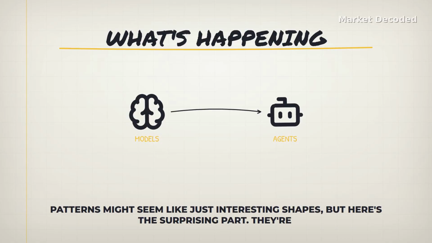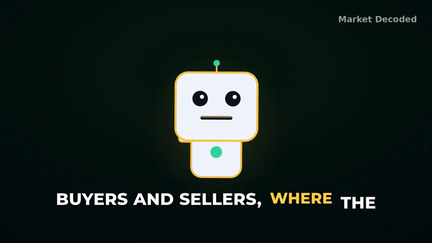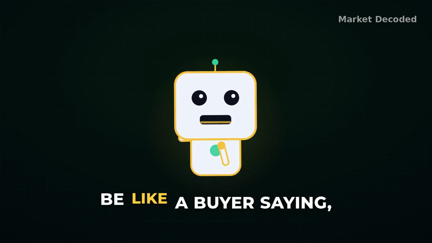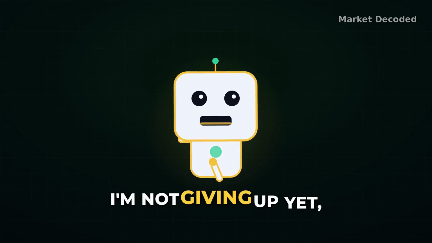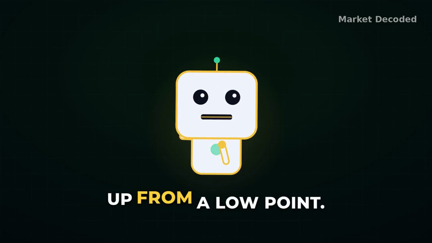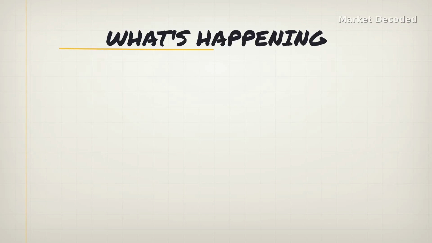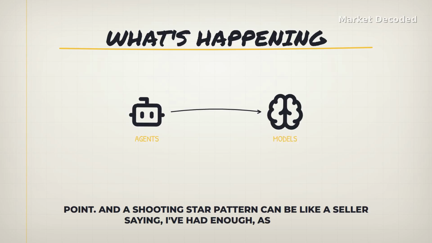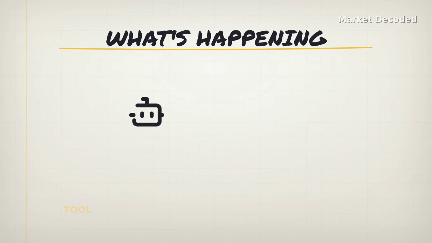Think of it like a conversation between buyers and sellers, where the candlesticks are the words. A hammer pattern, for example, can be like a buyer saying, "I'm not giving up yet," as the price bounces back up from a low point. And a shooting star pattern can be like a seller saying, "I've had enough," as the price peaks and then falls. These patterns aren't foolproof, but they can be a powerful tool for traders to make more informed decisions.